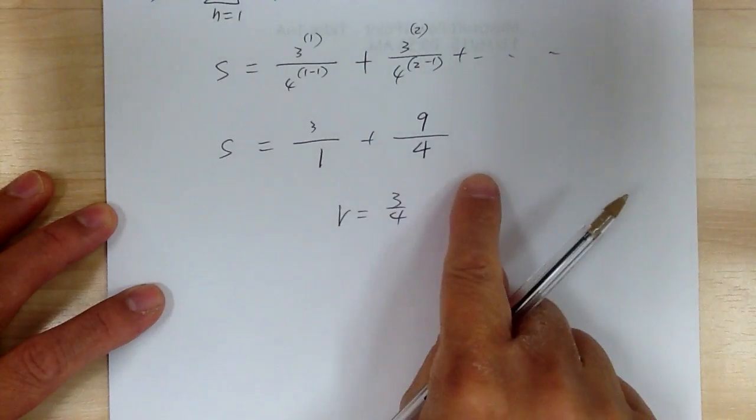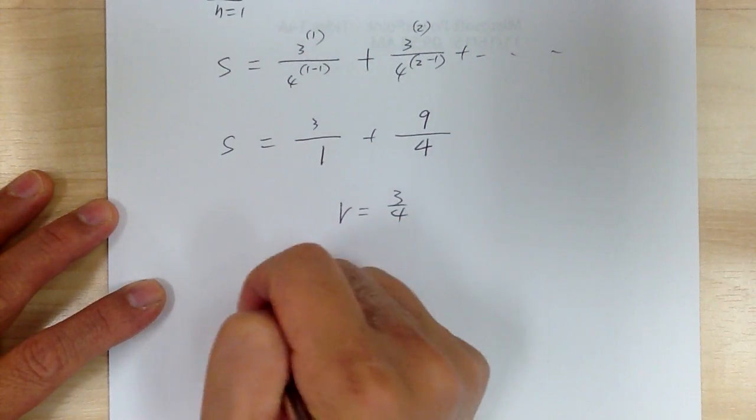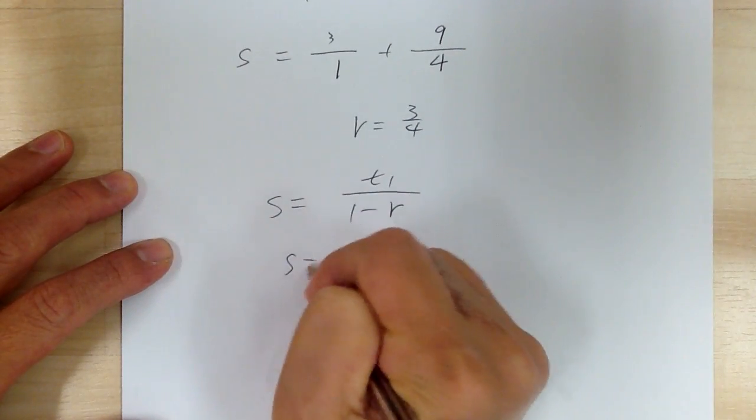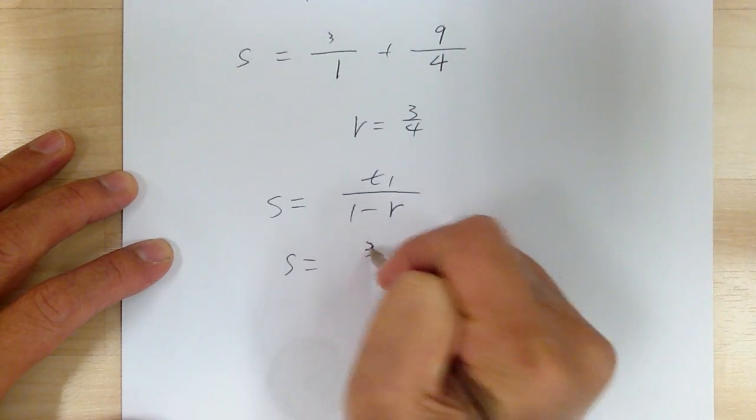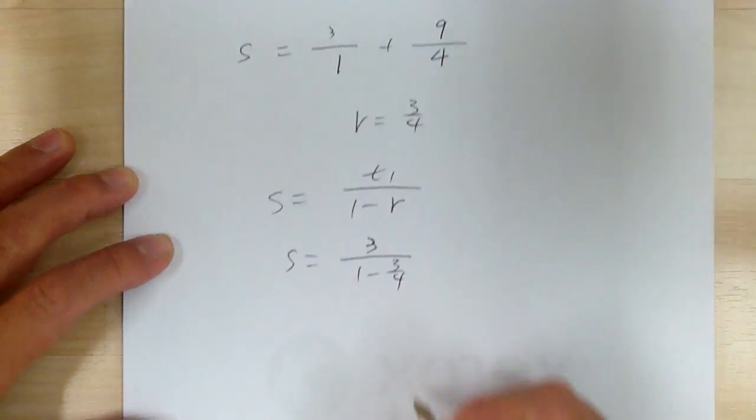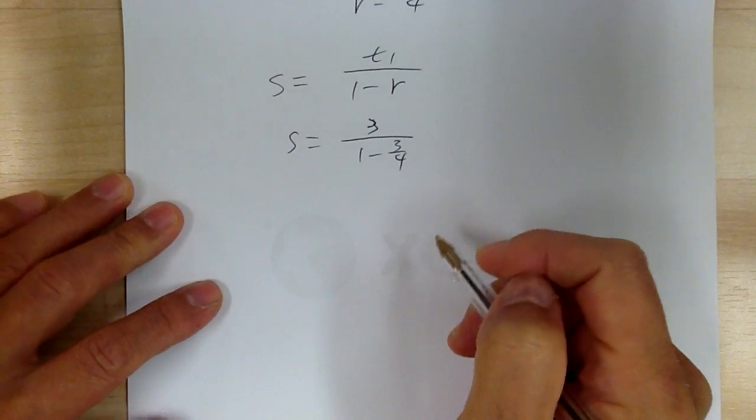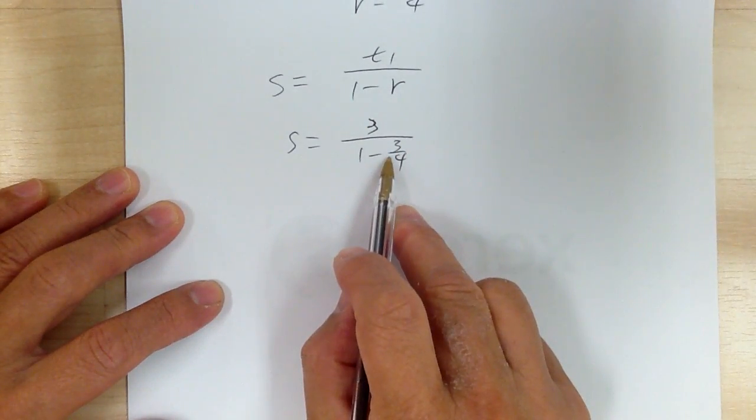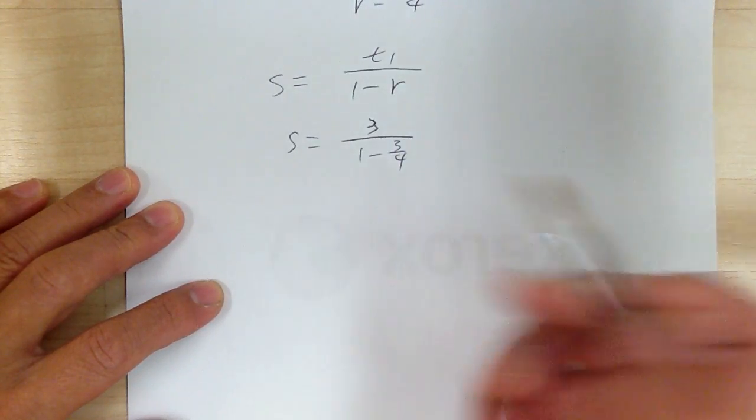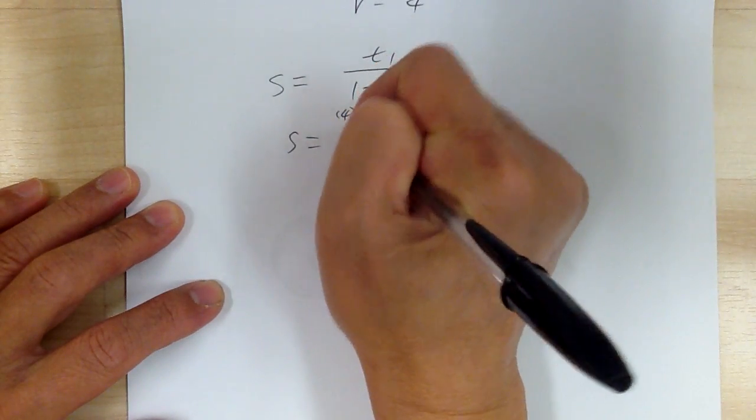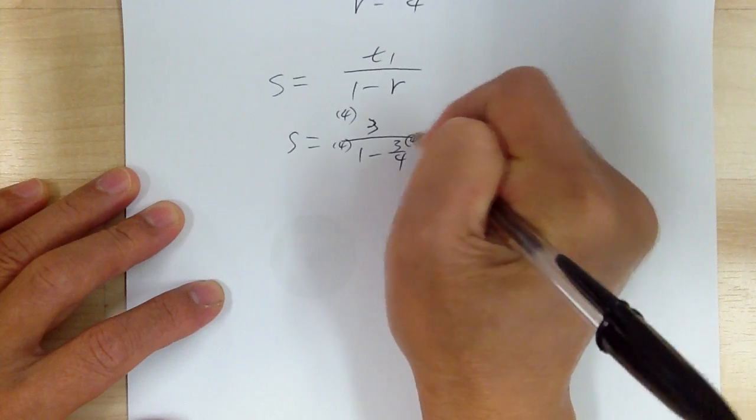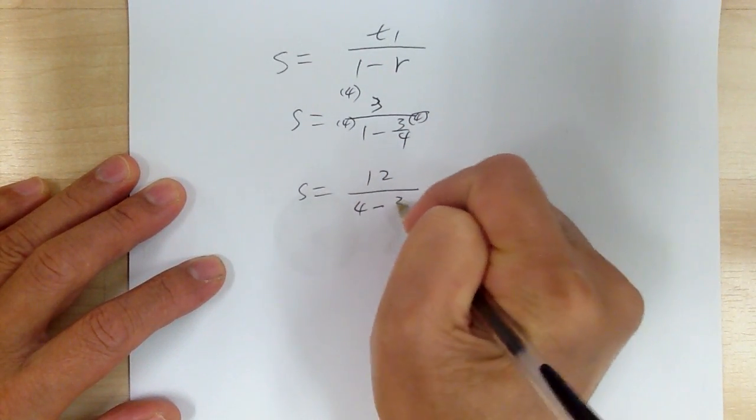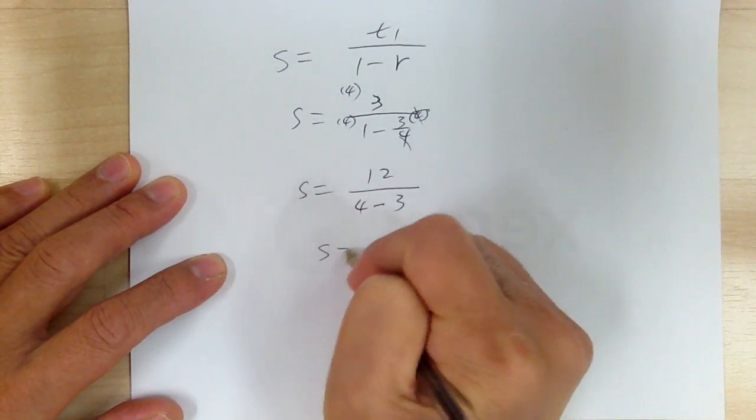Okay, so the numbers are getting smaller, so you have a sum, right? So S equals t1 over 1 minus r. So S equals 3 over 1 minus 3 over 4. And in this case, you can do it either way. You can simplify this and then divide, or you can just multiply by 4. Right? Simplify the complex fraction, right? So you get 12 over 4 minus 3. So S equals 12.